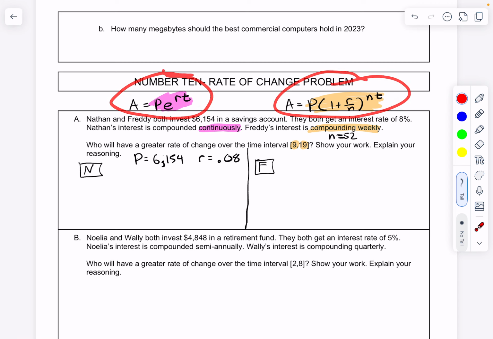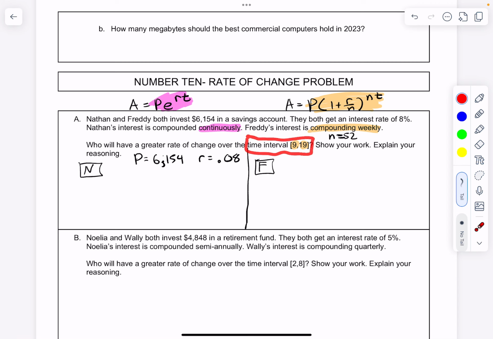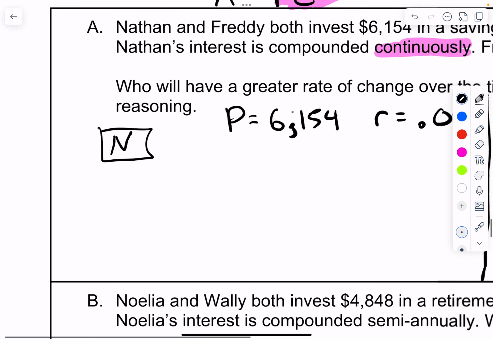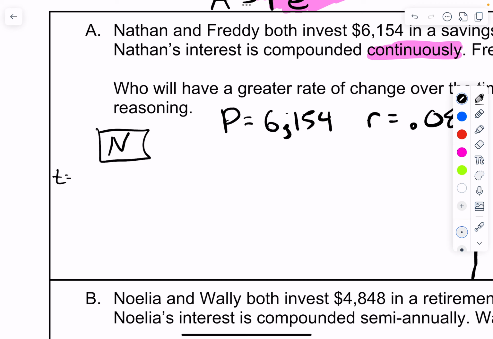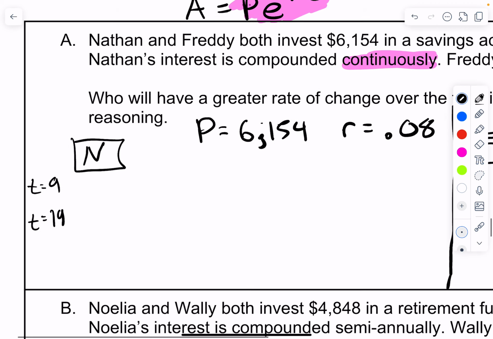Now, what you plug in is a different story. What you plug in is going to be this time interval. So you want to know how much money they both have after 9 years and how much money they both have after 19 years. And then you're going to compare the rate of change or the growth, okay? So how do I do that? I'm going to plug in 9 and 19. So t equals 9, t equals 19, okay? I'm going to plug that into this formula.